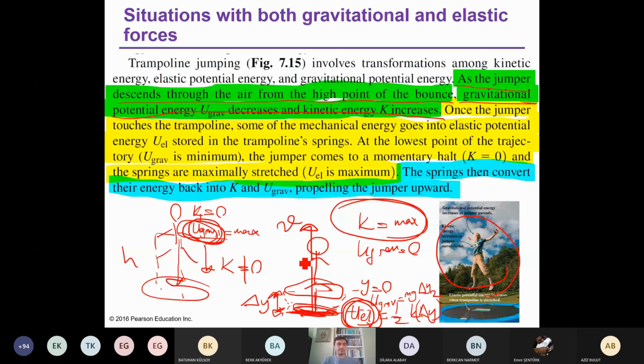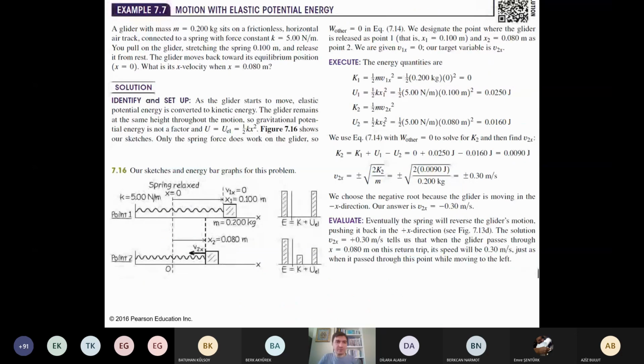Any question here? Okay, let me continue. Example 7.7, motion with elastic potential energy. A glider with mass 0.2 kilogram sits on a frictionless horizontal air track connected to a spring with force constant 5 Newton per meter. Let's consider this is the air track. Here there's a spring, and here there's a mass, and this surface is frictionless.